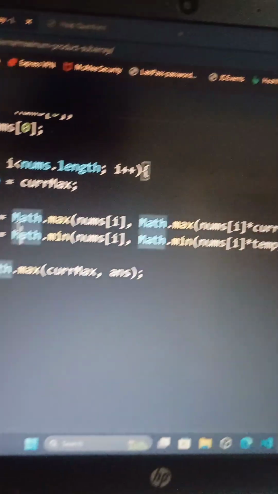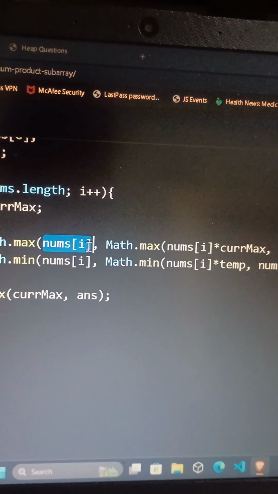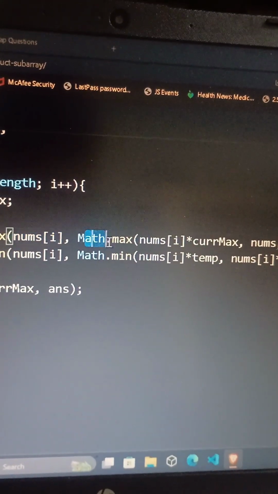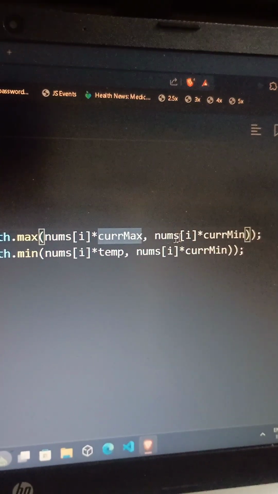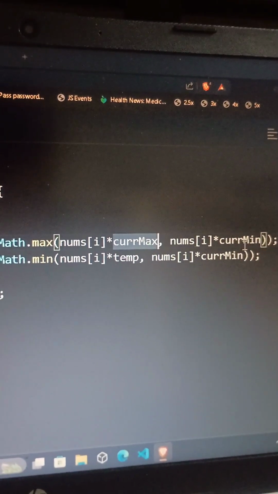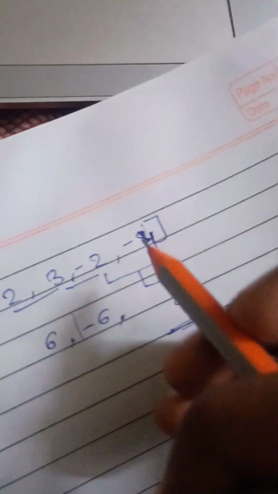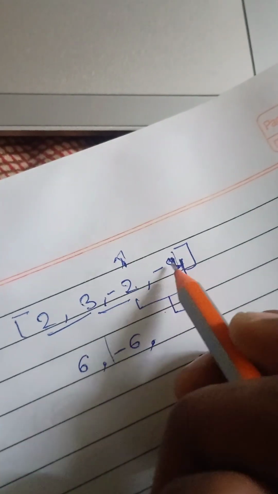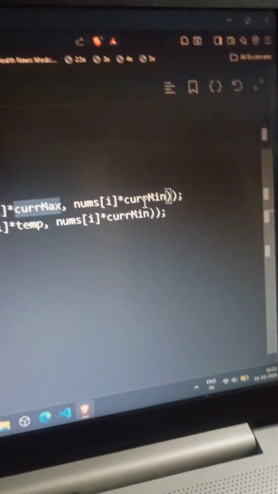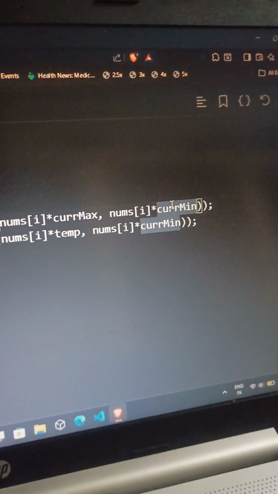So this is really easy. Math.max of num of i, the current element, and Math.max of num of i into current max, and num of i into current min. As I said, current min also plays a crucial role. Suppose we have num of i and a current min, what will happen here? This will become minus 8 times minus... so this will be the max element we are getting, the product of two elements. So this plays a crucial role.